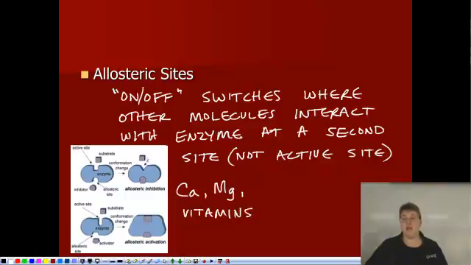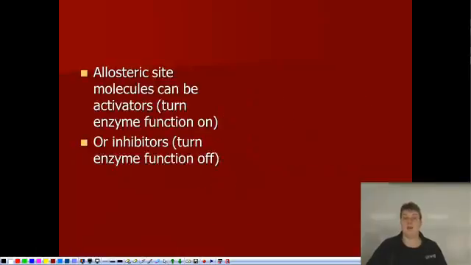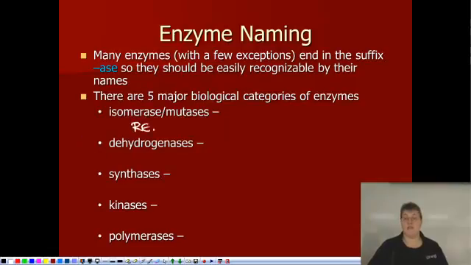And several different kinds of molecules fit into these places, particularly calcium, magnesium, and vitamins, which are things that we generally need in our diet because they're involved in allosteric sites. Some enzymes are normally off and have to be turned on. Some enzymes are normally on and have to be turned off. So, if this is a substance that turns on the enzyme, then it's referred to as an activator. If it's something that turns off the enzyme, it's referred to as an inhibitor.